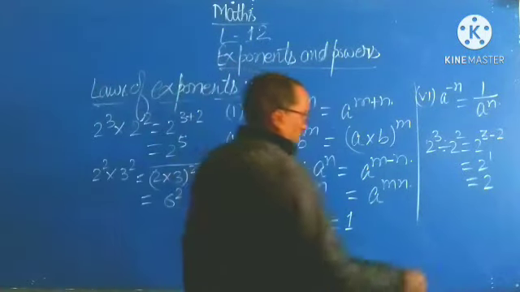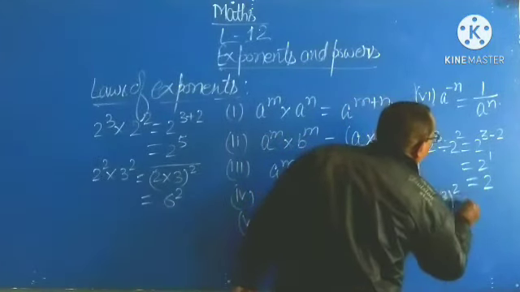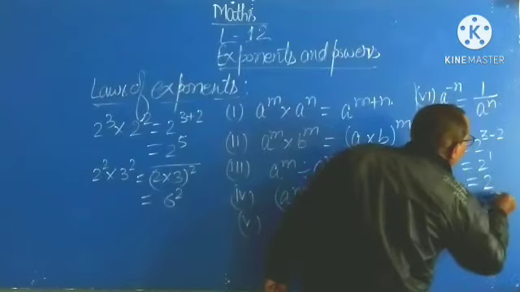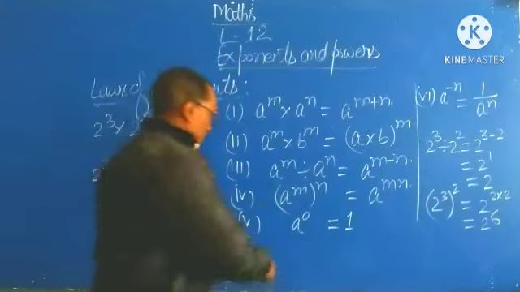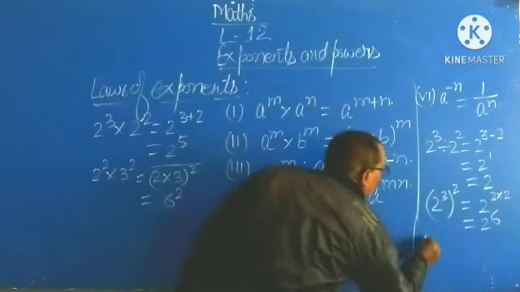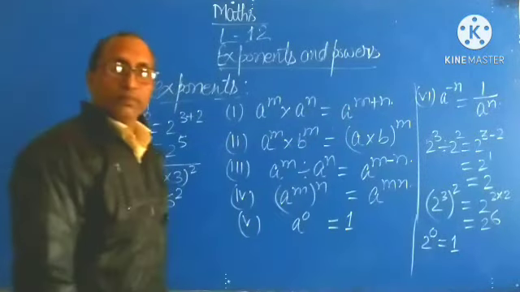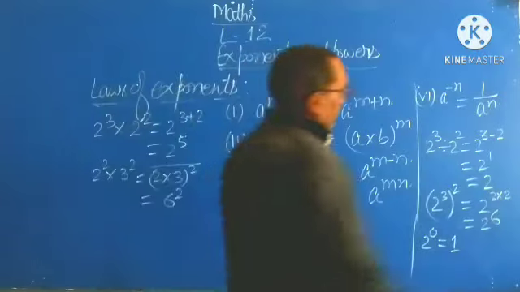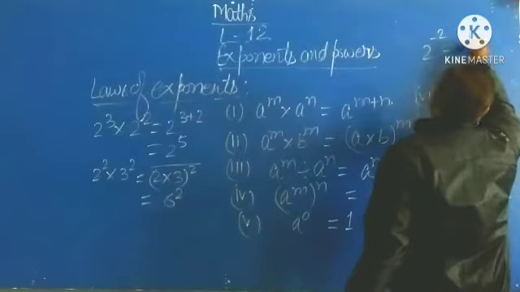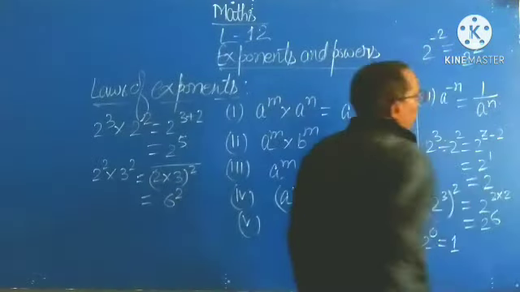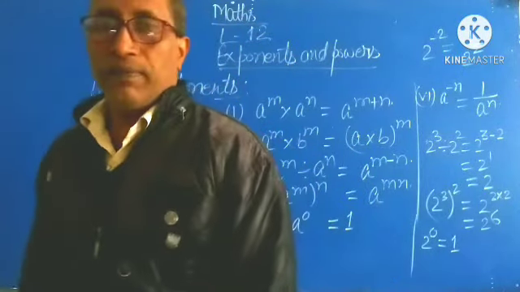And when you use this law, (2 raised to power 3) raised to power 2, you get 2 raised to power 3 into 2, that is 2 raised to power 6. And by using this law, when 2 raised to power 0, that value is 1. And when 2 raised to power minus 2, you write 1 upon 2 to power 2. Okay, these are the uses of exponents.